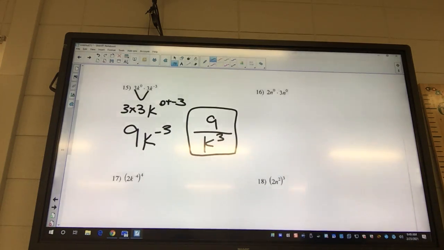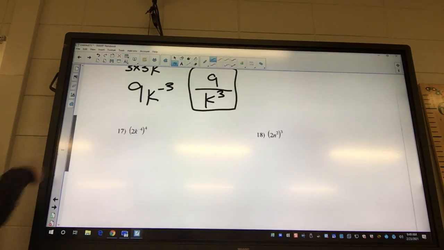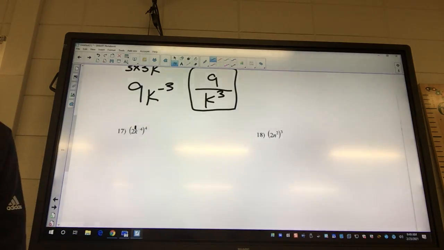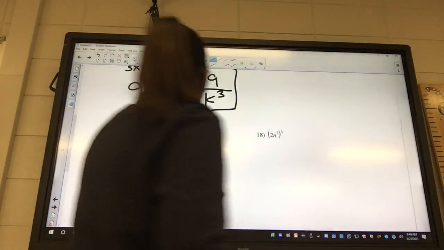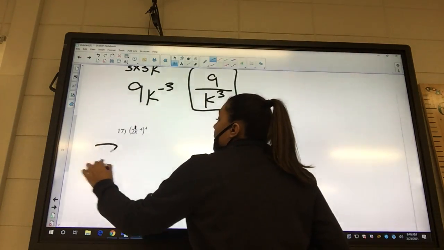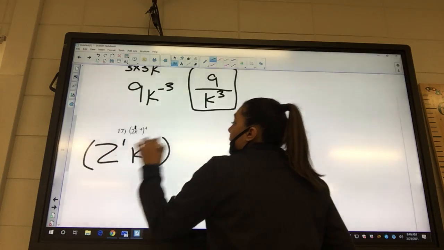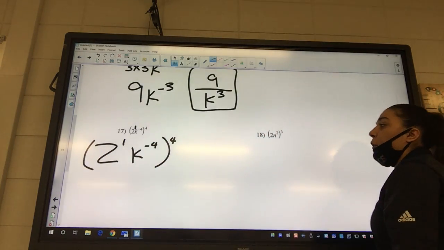Okay, pay special attention to 17 and 18. I put one of these on there yesterday, and I would say about 90% of kids got it wrong. I've even told you guys, you need to put a 1 here. It's going to change your life. Where? Right there. The 2, it should be 2 to the 1. If I were to rewrite this bigger, it would be 2 to the 1 power, k to the negative 4 power, to the 4th. Okay, that's the same problem. Same thing. Over here, where does a 1 go on 18?